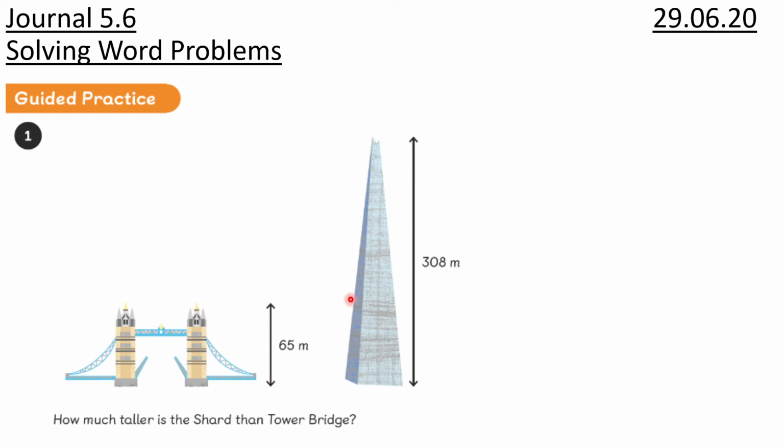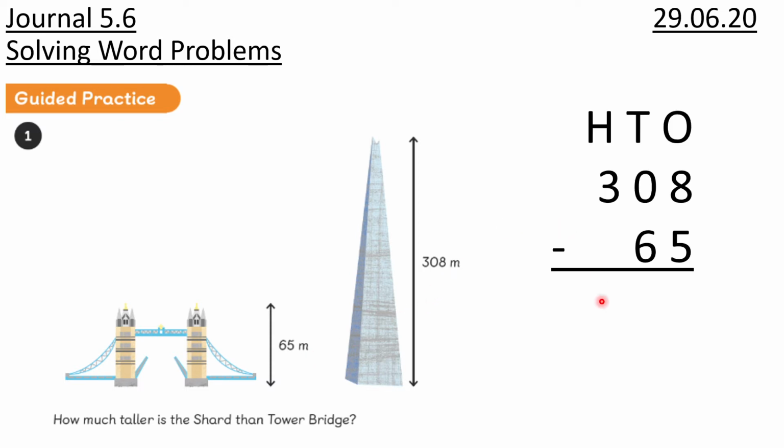Now think, are we going to be adding or subtracting to find the difference? Finding the difference, we will need to subtract, so we will. Now, we need to be careful whenever we're doing word problems using length and check that the units in both are the same. So the Tower Bridge is 64 metres and the Shard is 308 metres. So because they're both in metres, we can start to take away.